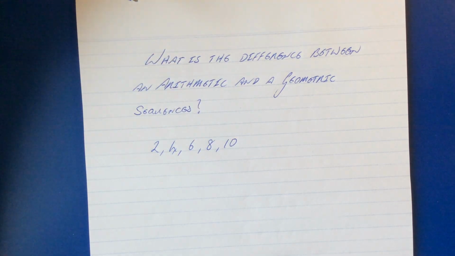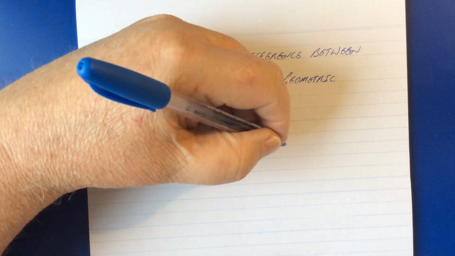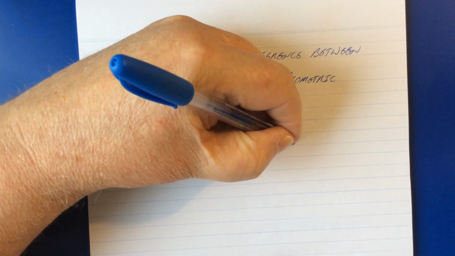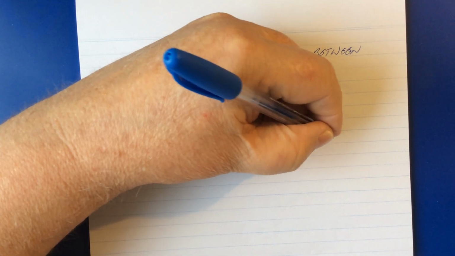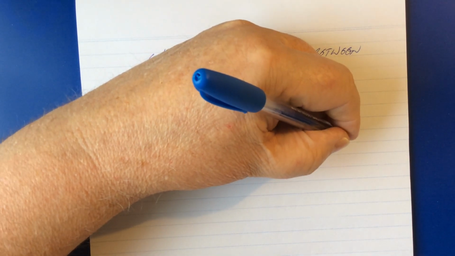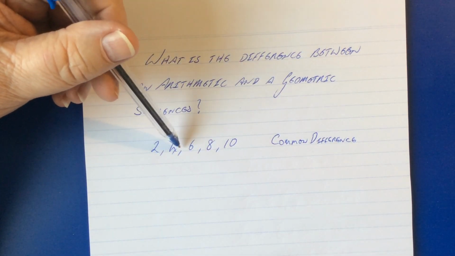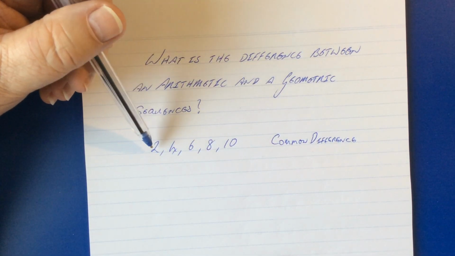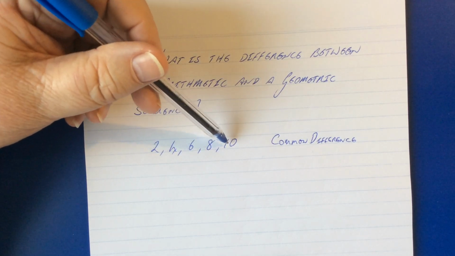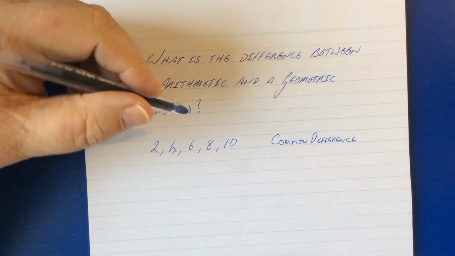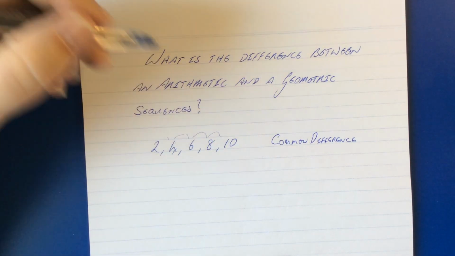Now, there are a couple of ways of spotting that this is arithmetic. There is a common difference. If I subtract 4 from 6, I get 2. If I subtract 2 from 4, I get 2. If I subtract 8 from 10, I get 2. There is always the same difference between these numbers.